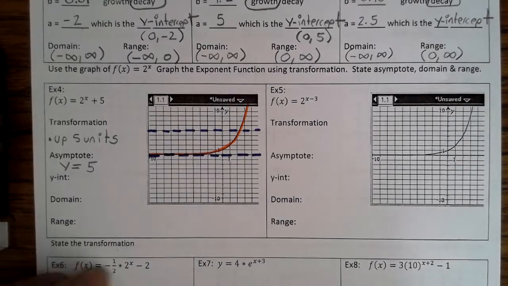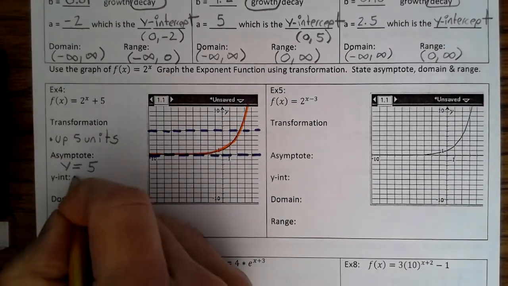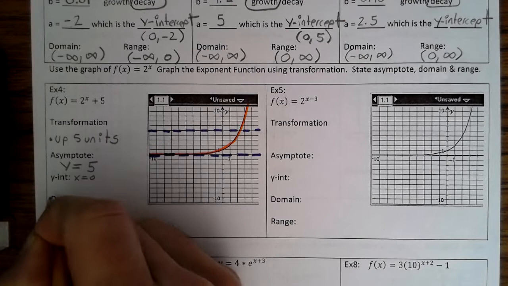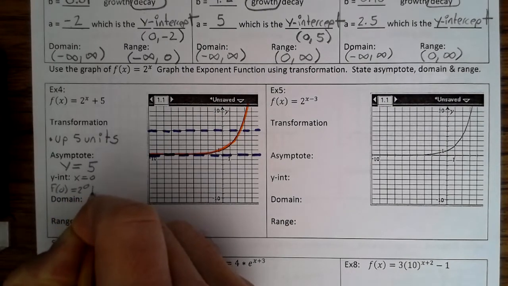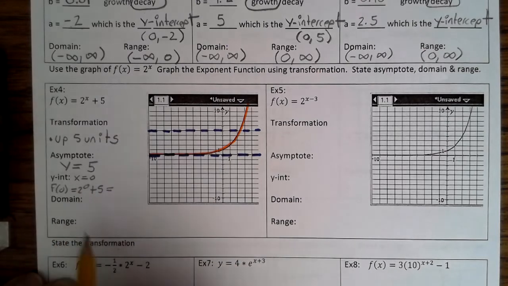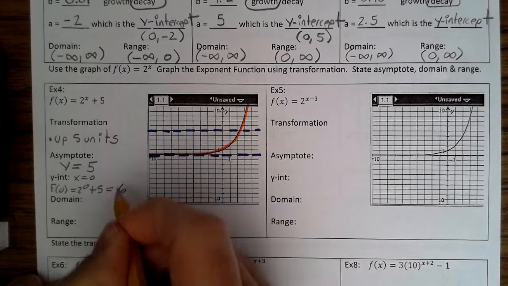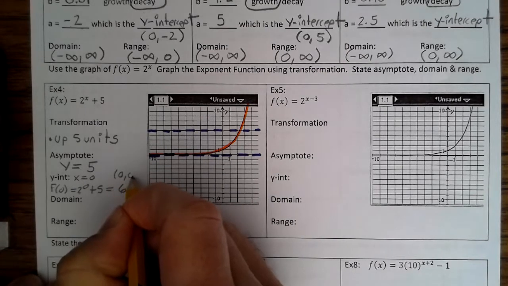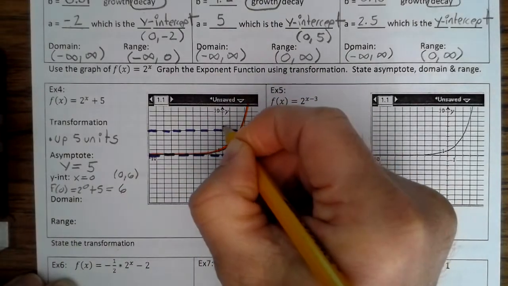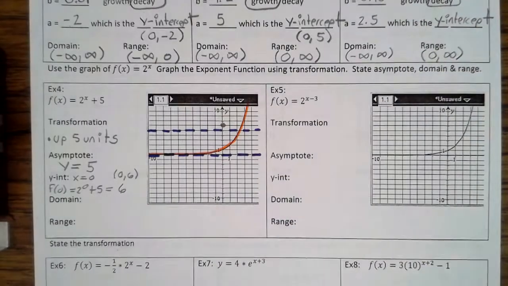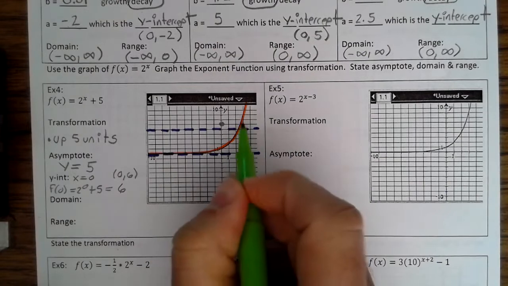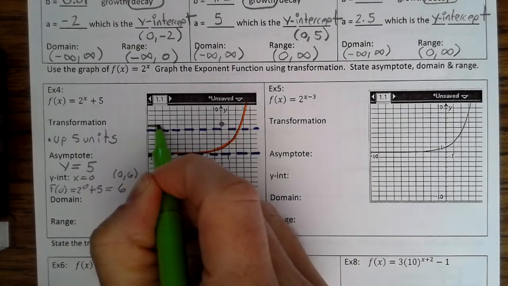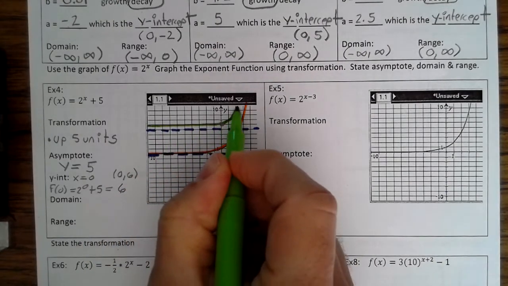The y-intercept would be when x is 0. So you have f(0) = 2^0 + 5. Well, any number raised to the 0 power is 1, so 1 plus 5 is 6. So your y-intercept is (0, 6). Now, once you understand where the y-intercept is, the curve is identical, just moved up 5. So your curve is here.